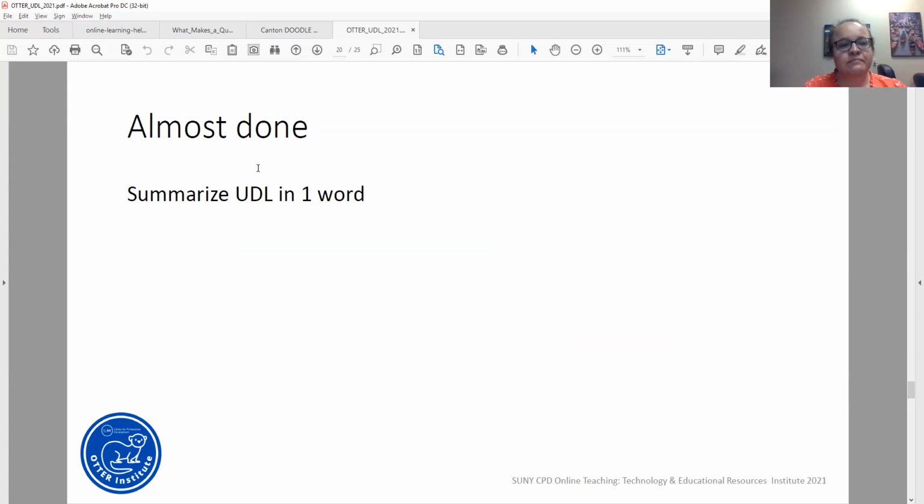So if you were to summarize UDL, Universal Design for Learning, in one word, what would that word be? I'll let you think about it. Flexible, okay. Usability, all right. Multiplicities, everyone, student-centered, okay. All right, options, equitable, multimedia, integrative.